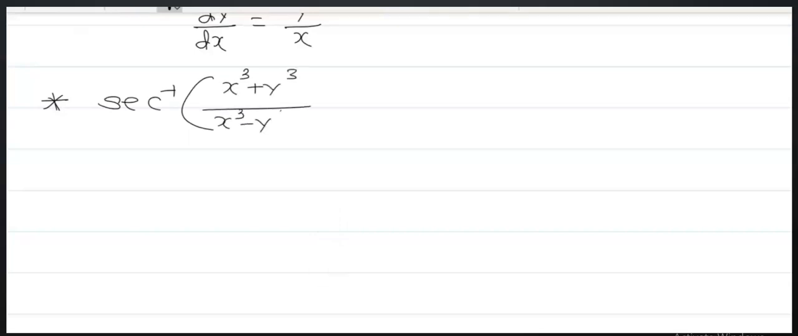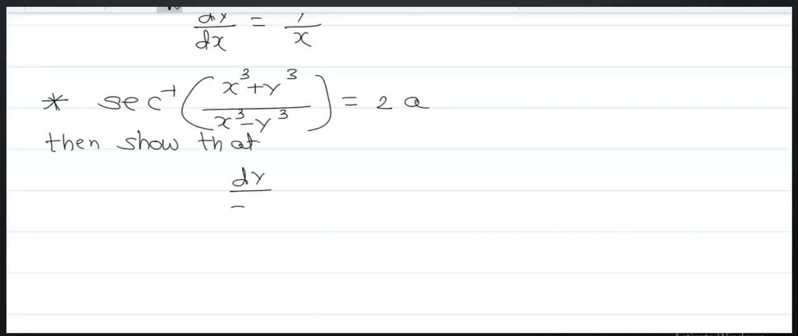Next example: sec inverse of [(x cube plus y cube) upon (x cube minus y cube)] is equal to 2a. Then show that dy by dx is equal to x square into tan square a upon y square, where a is a constant.